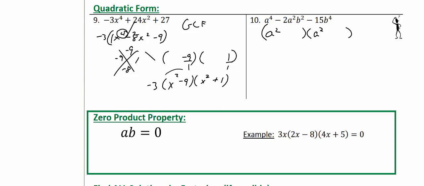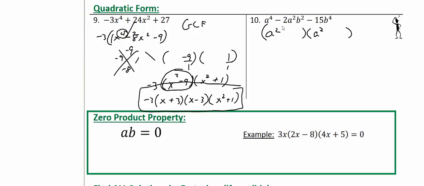Because, remember, this is a difference of squares. So it's really negative 3, parentheses. Okay, square root of x squared is x, square root of x squared is x, square root of 9 is 3, and 3. One's plus, one's minus. This is, again, both squares, but it's a sum. We don't have a sum. We don't have any rules for sums. So I am done right there.